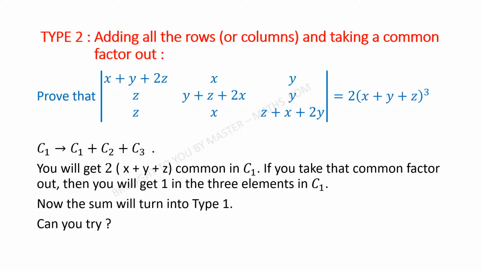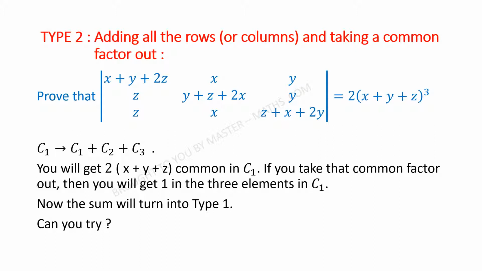Now, if you look at this sum, if you analyze it carefully, if you add C1 plus C2 plus C3, what do you get? You will get everywhere 2x plus 2y plus 2z in your C1. So, you can take 2 into x plus y plus z common in C1, so that you will be getting a 1, 1, 1 in your C1. So, whatever you get in your C2 and C3, once you get a 1, 1, 1 in C1, this sum becomes type 1.